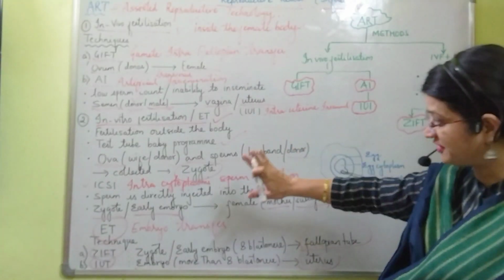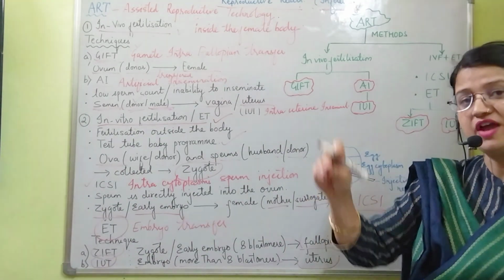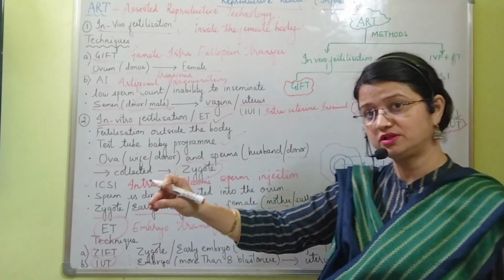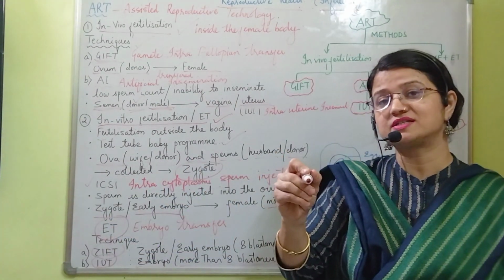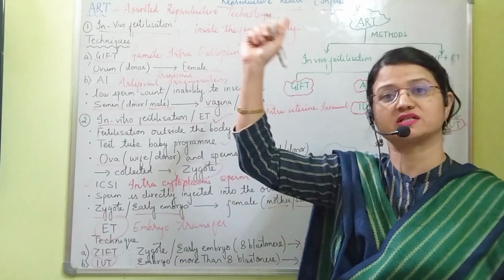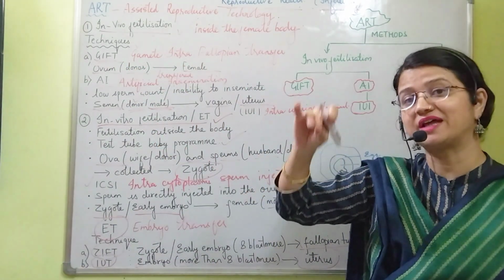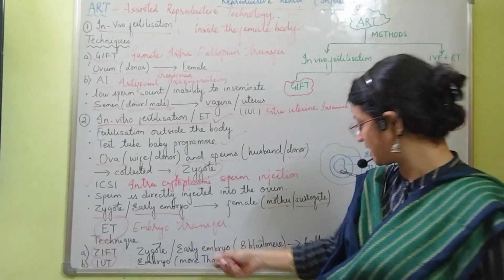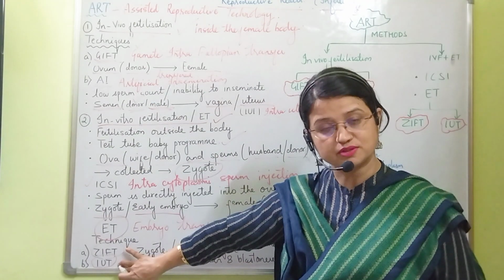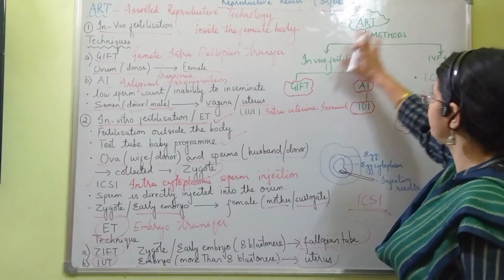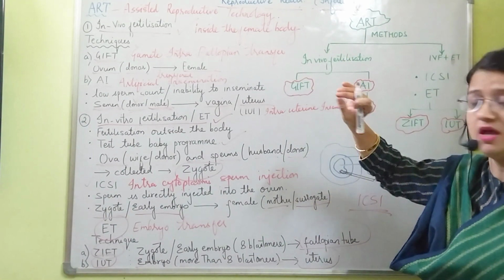Clear? We have done in vitro fertilization. Zygote will be formed. Now we have to transfer the embryo or zygote. So here we will do two techniques. ZIFT: when the embryo is up to 8 blastomeres, it will be transferred to the fallopian tube, which is known as ZIFT. But when it has more than 8 blastomeres, it will be transferred into the uterus, and the technique will be known as IUT. Clear? Now here I have made a flowchart. My dear students, just remember this flowchart, then no problem will be there.